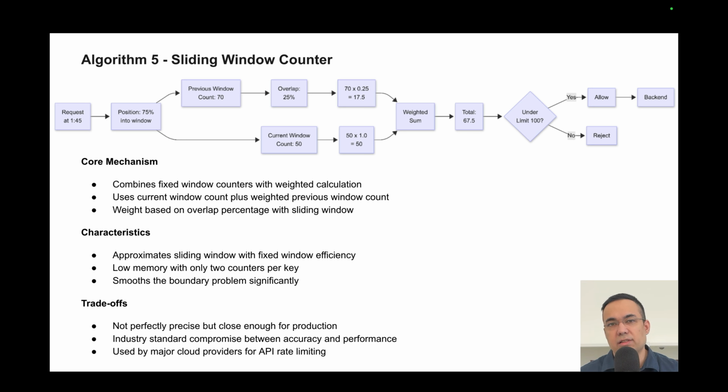It represents the industry standard compromise between accuracy and performance, and is used by major cloud providers for their API rate limiting. The key takeaway is that sliding window counter gives us most of the accuracy benefit of the sliding window log with the efficiency of the fixed window counter. For most production systems, this is the right choice.